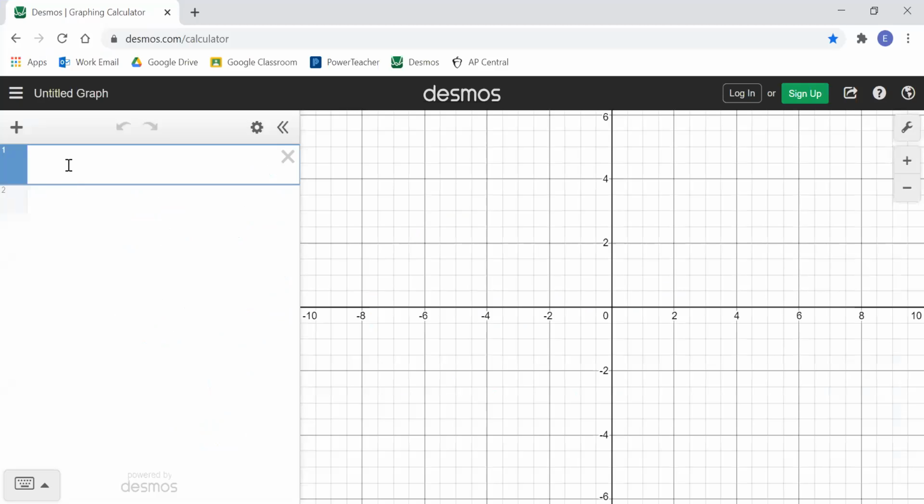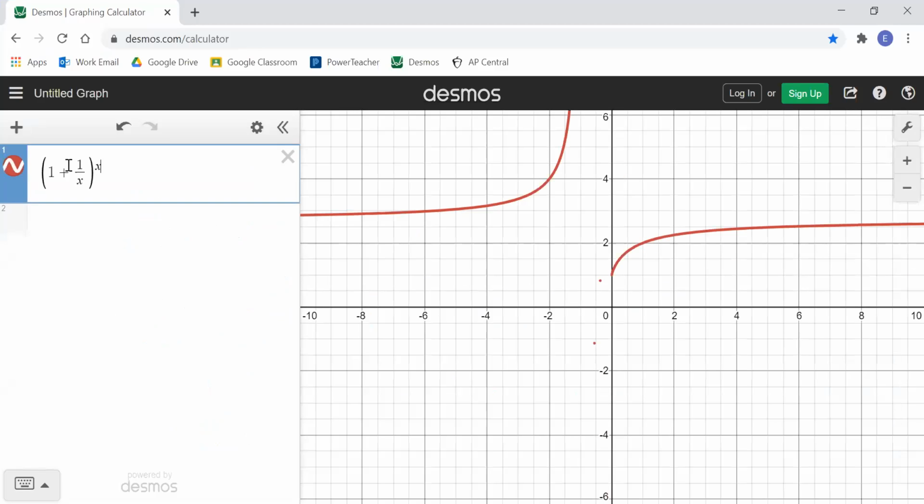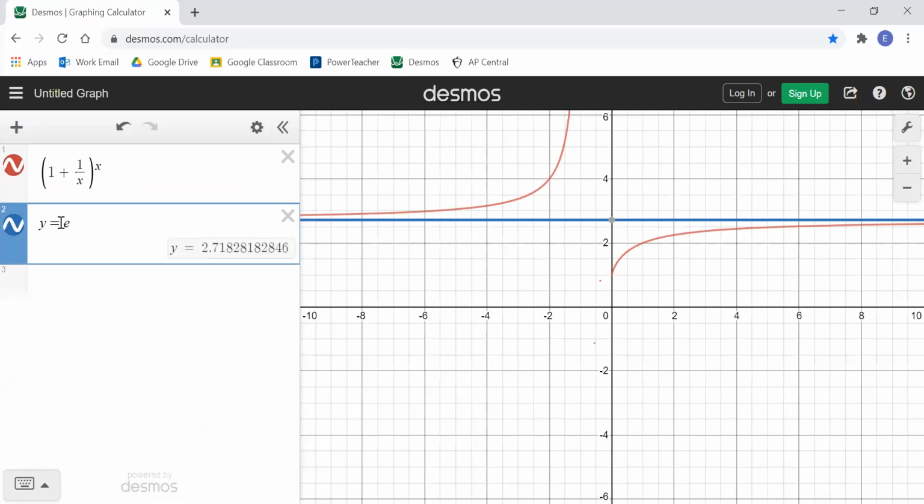That's something you've seen. In fact, I know I've shown you all this. Well, maybe not. At least last year we talked about it. 1 plus 1 over x to the x. What is the horizontal asymptote? What are we approaching as x goes towards infinity? We are approaching e. Exactly, Alice, right? We're approaching e.